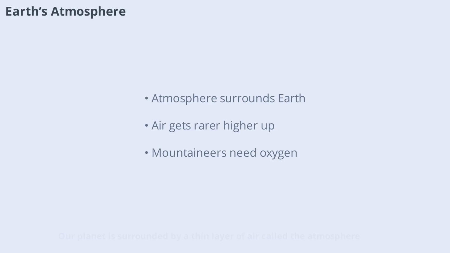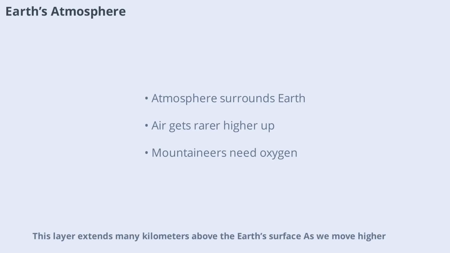Our planet is surrounded by a thin layer of air called the atmosphere. This layer extends many kilometers above the Earth's surface. As we move higher, the air becomes rarer. Mountaineers, for example, carry oxygen cylinders when climbing high mountains because the air is thinner and contains less oxygen. The atmosphere is essential for life, providing the air we breathe and protecting us from harmful rays.